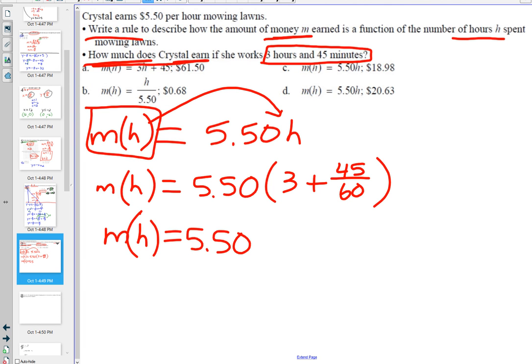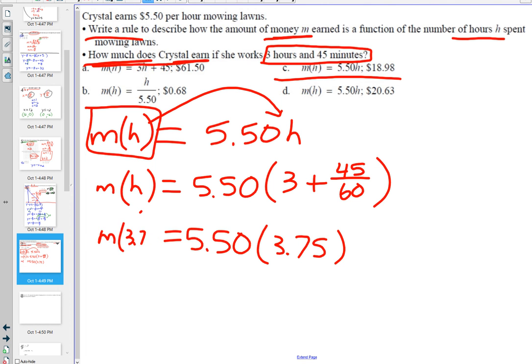See, and they even put this answer C in here to throw you off. If you put 3.45, you're going to get it wrong. But what you should be putting in there, 3 plus 45 over 60 is 3.75. And this should actually say, because now I've already substituted 3.75, the amount of money in 3.75 hours is approximately equal to 20.63.